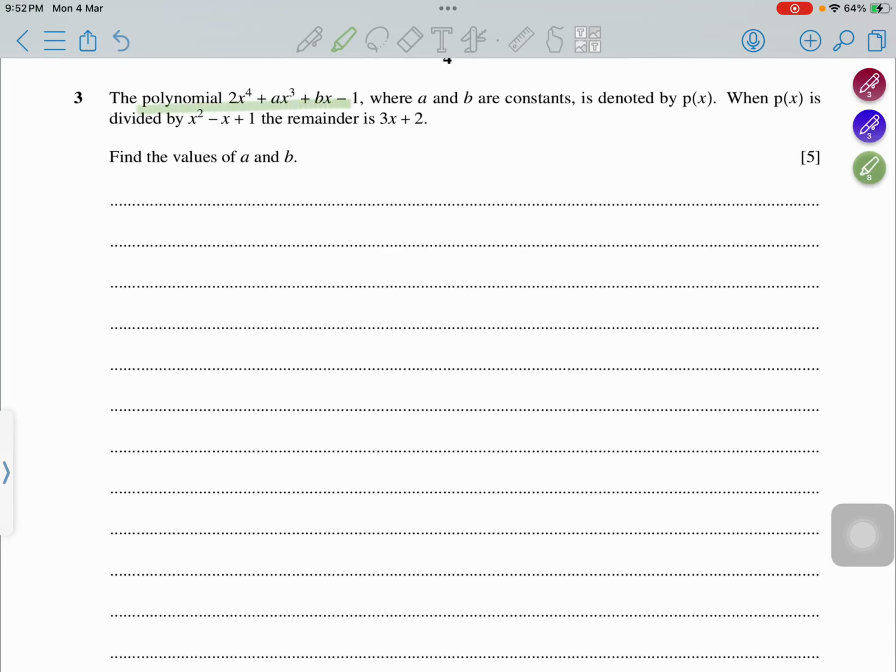The polynomial is denoted by p(x). Now they are saying p(x) is being divided by this quadratic expression and you are getting a remainder of 3x plus 2. Now we need to find the value of a and b.